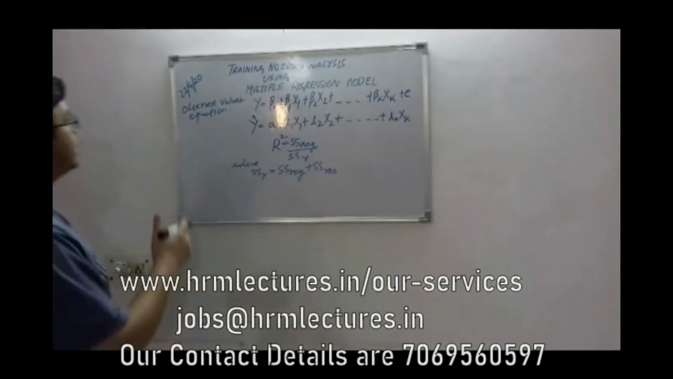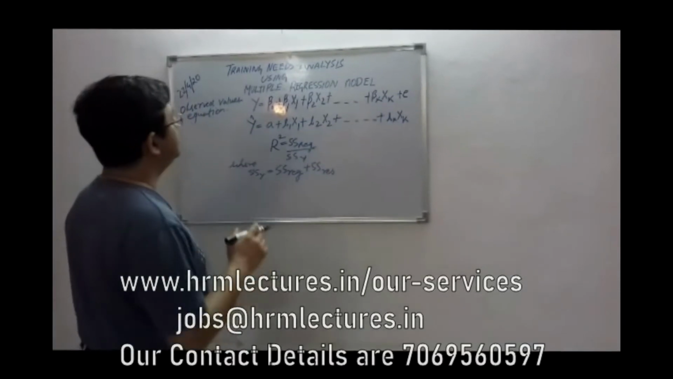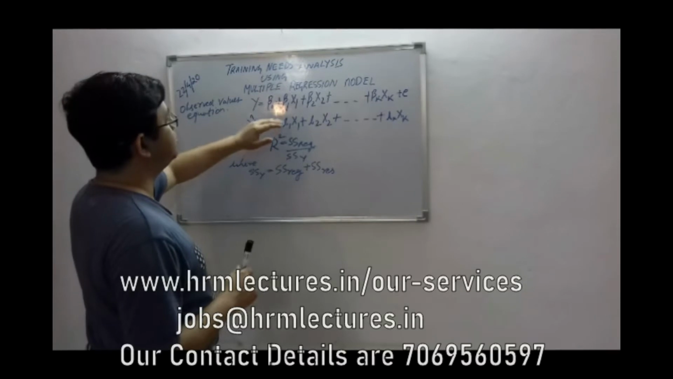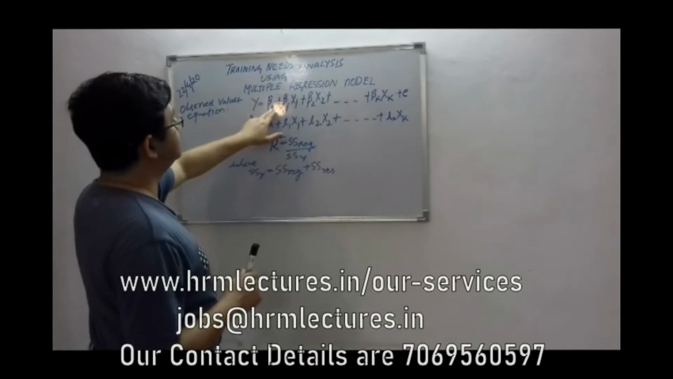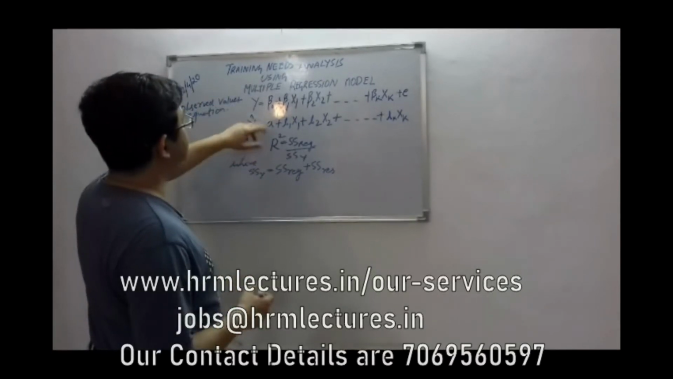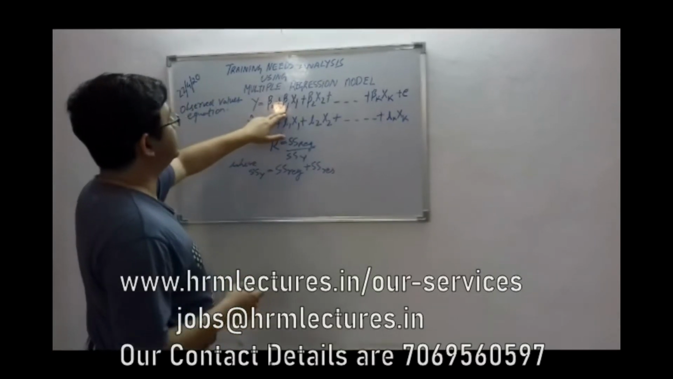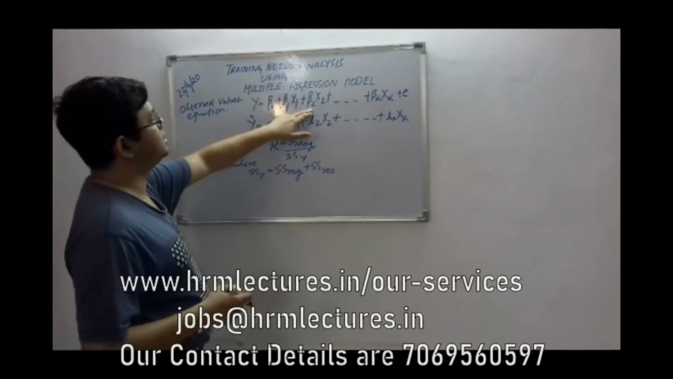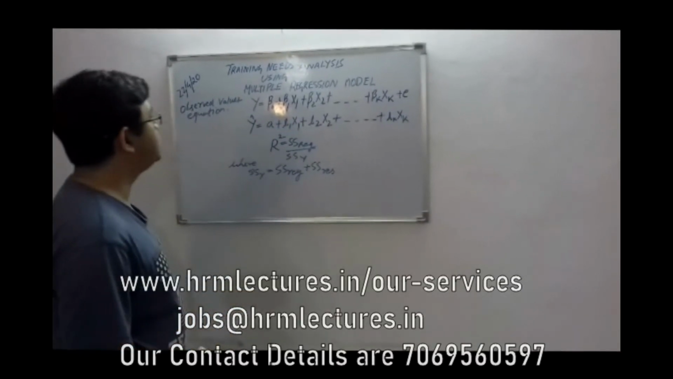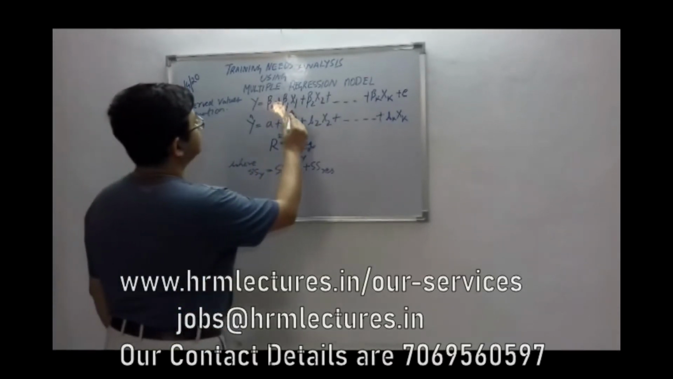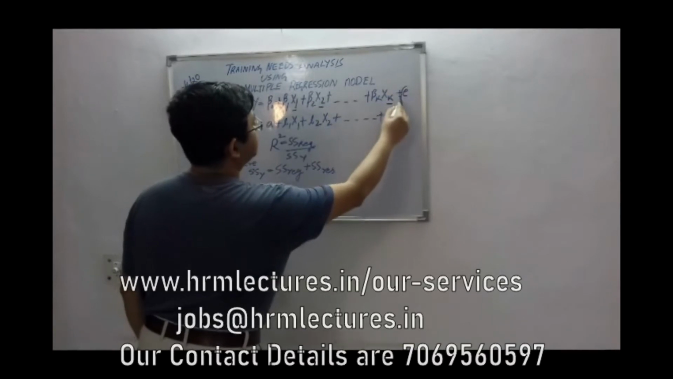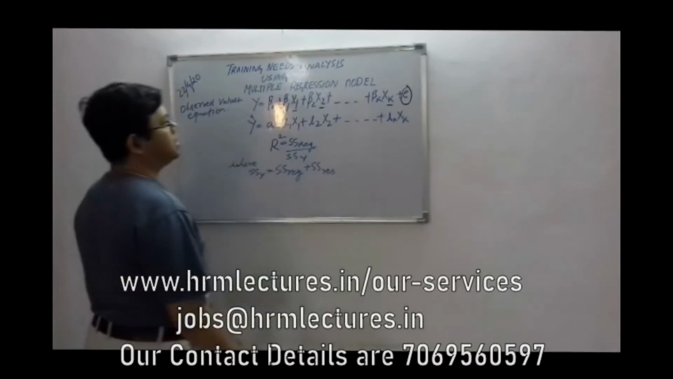So I am just coming back to this thing, as I told you, this is the multiple regression model which is based on the observed values. This is the intercept on the y-axis, and these are the partial beta 1, beta 2. These are the partial regression coefficients. Each one of them are the independent variables here, and this is the error, or residual error.